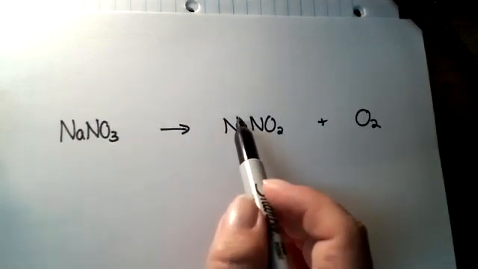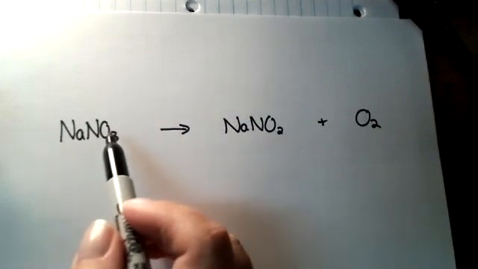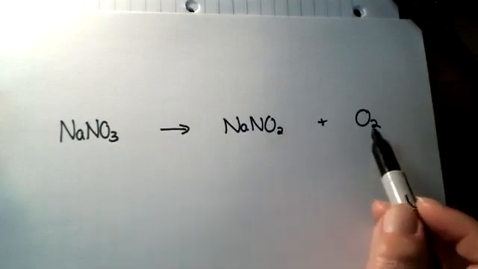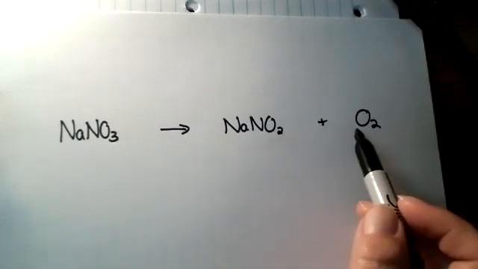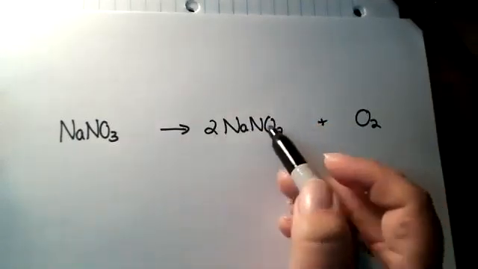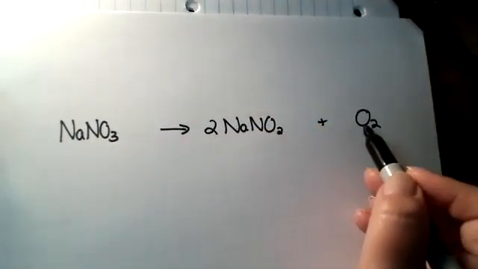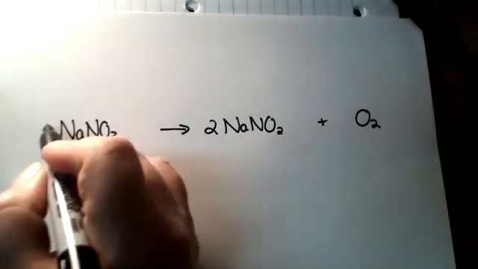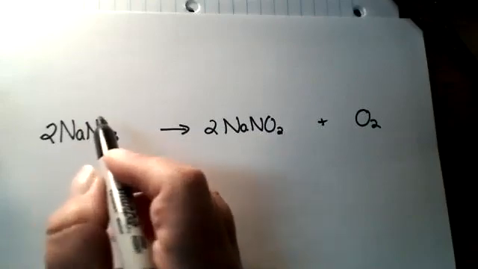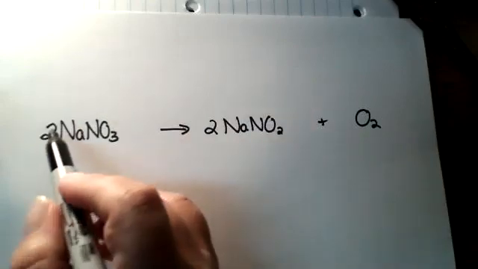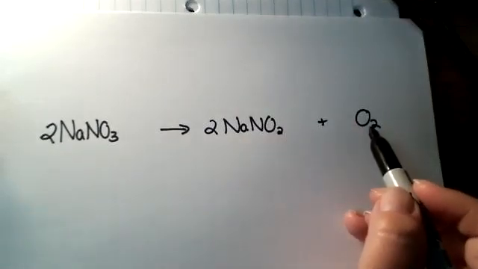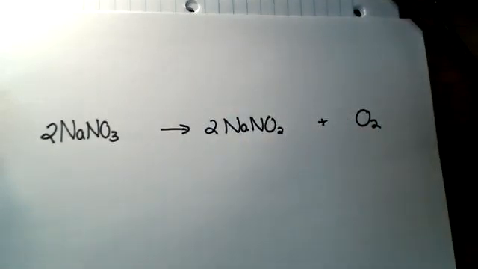I have 1 nitrogen, 1 nitrogen, and then these oxygens are causing a problem. I've got 3 oxygens here and 2 oxygens here and 2 here, so that's 4. So what I'm going to do is put a 2 right here. And that's going to turn this into 4 plus 2 is 6. So then I can go put a 2 here. So that's 2 sodiums, 2 nitrogens, 2 nitrogens, and then 6 oxygens, and then 4 here plus the 2 gives me 6. And that balances it.